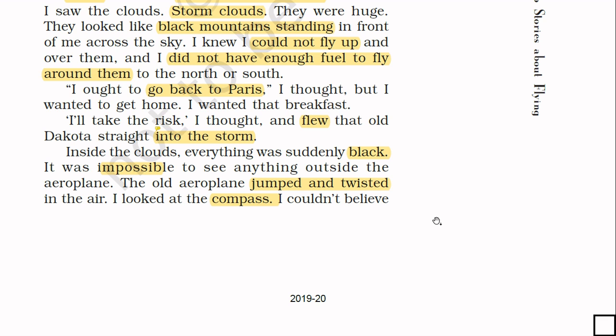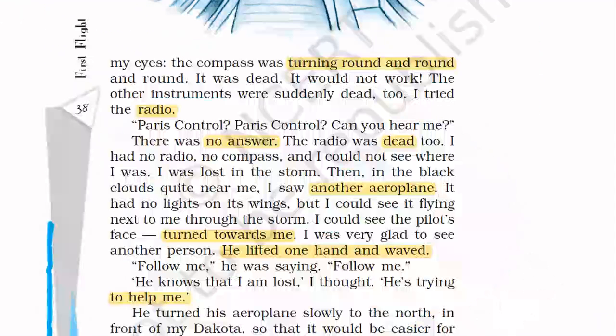So everything seemed black, and all his compasses and instruments started behaving wildly. He looked at the compass, and he could not believe that it was turning round and round. It was dead, and he tried the radio. Even the radio was dead. So he thought that he would die.